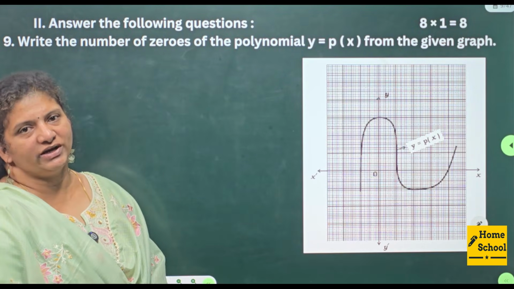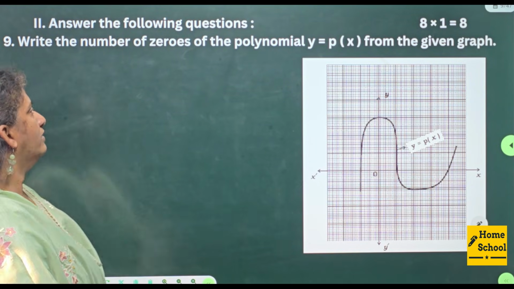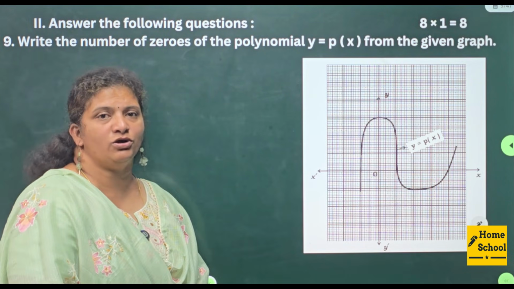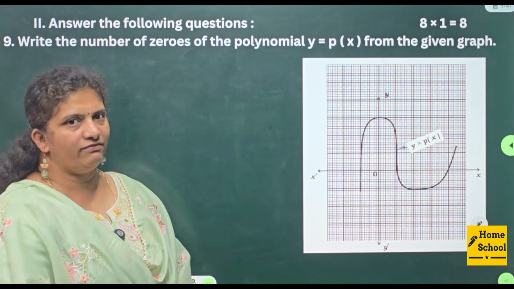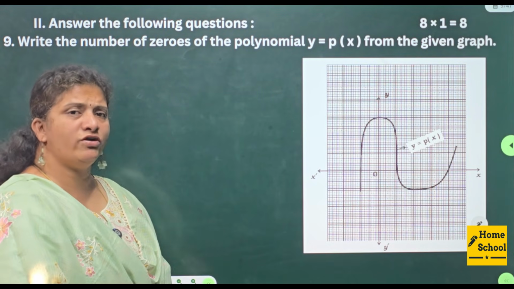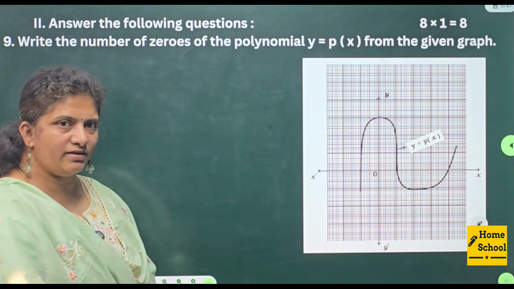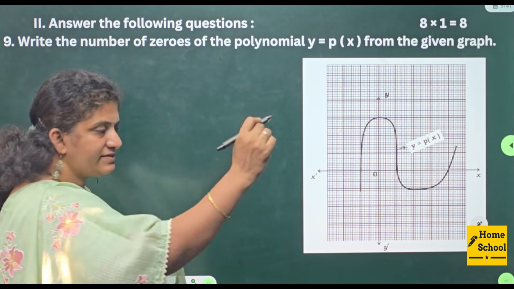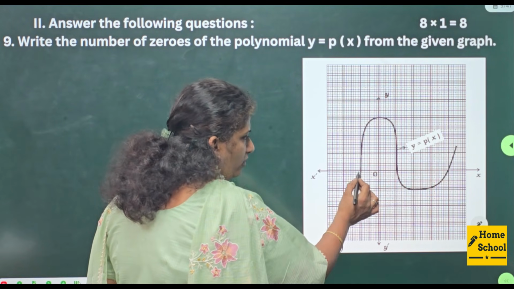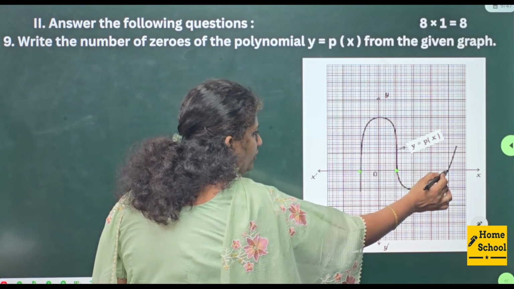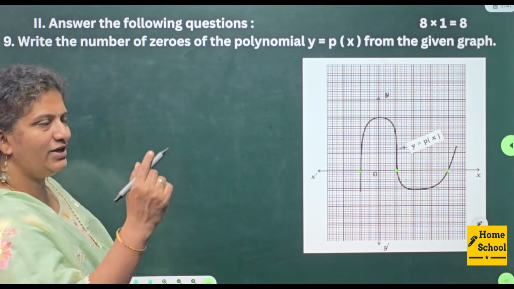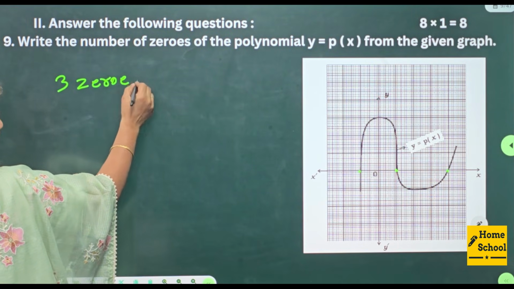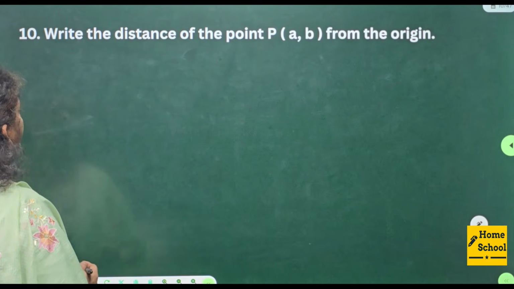Second main, one word questions, 8 one-mark questions will be there. Ninth one. Write the number of zeros of the polynomial y equal to p of x from the given graph. Write the number of zeros, means how many zeros are there? Observe the graph. Where is the curve intersecting the x-axis? At how many points? Check it out. 1, 2, 3. Therefore, there are 3 zeros. How many zeros? There are 3 zeros for the given polynomial.